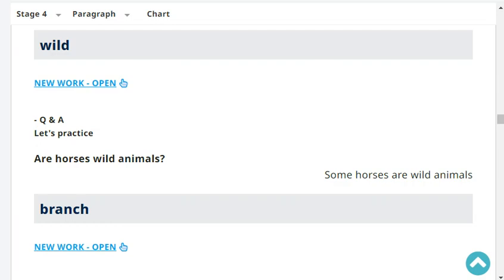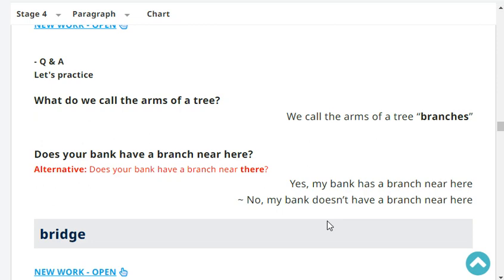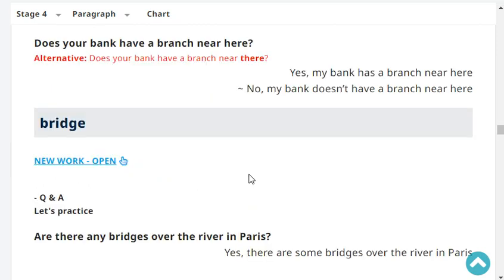Okay, what do we call the arms of a tree? We call the arms of the tree branches. Does your bank have a branch near here? Yes or no? Yes, my bank has a branch near here. Very good. Okay, next.